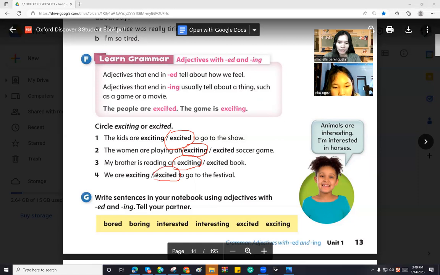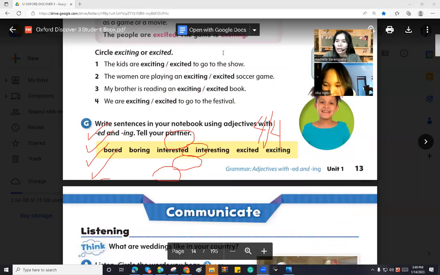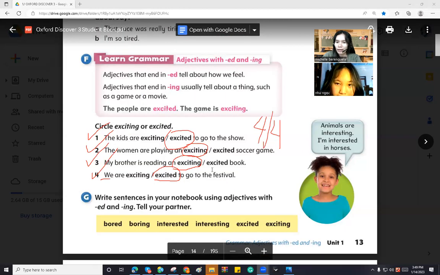All right, so are you ready to check? Okay, let's check. The kids are excited. Very good. Number two, the women are playing an exciting game. My brother is reading an exciting book, and we are excited. Wow, you've got a perfect score. Now, Ngoc, do you want to have a break? Okay, I will give you a 3 to 5 minute break, and then we will come back here.